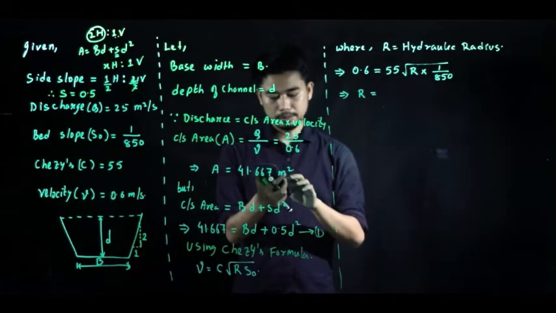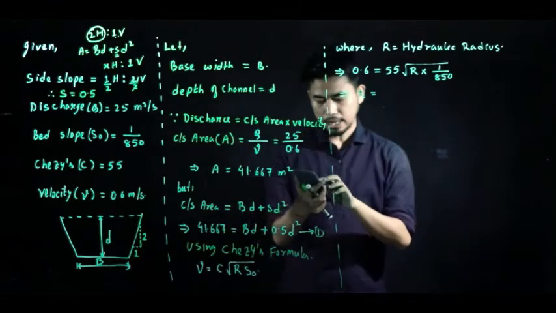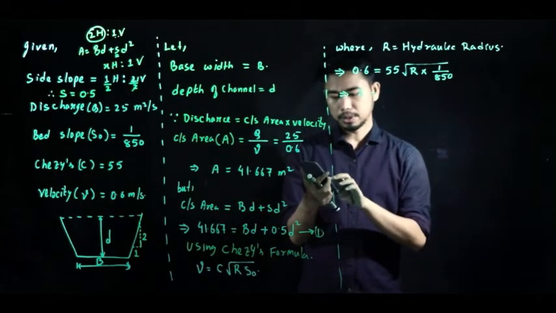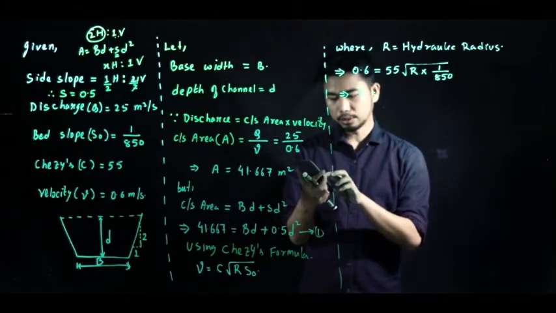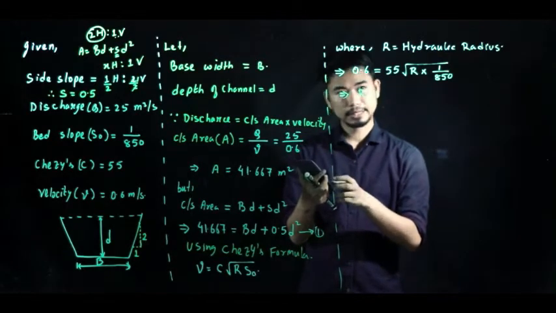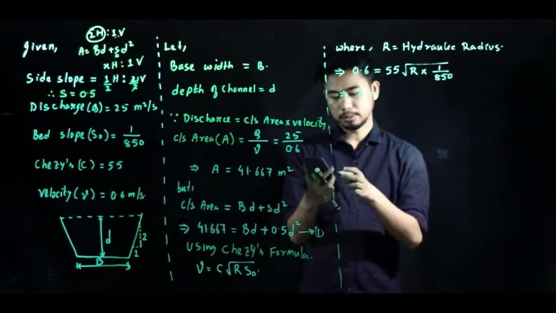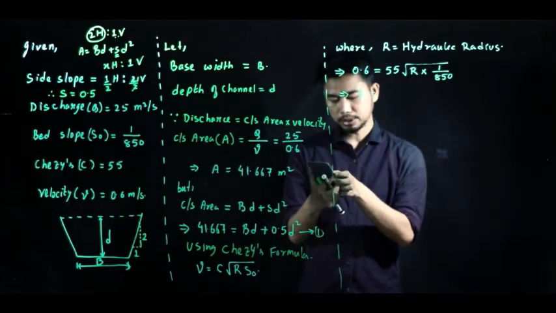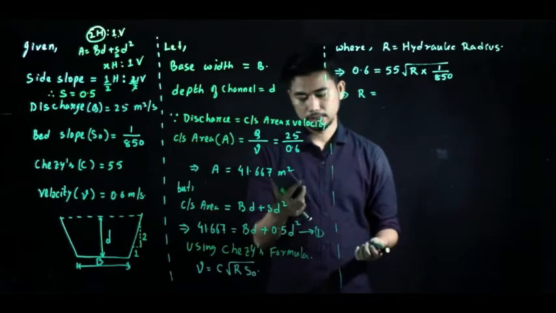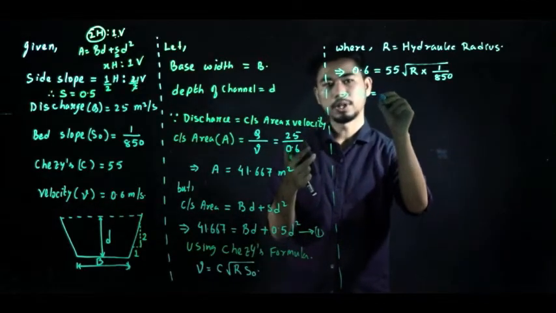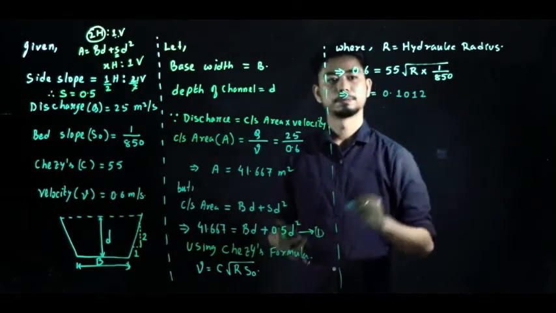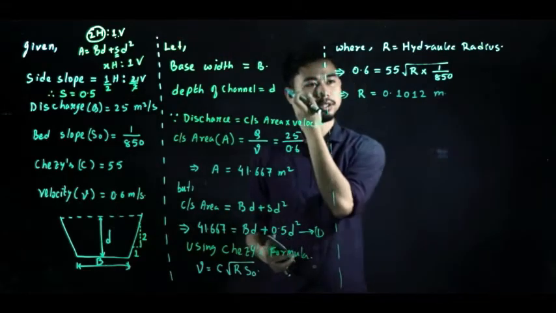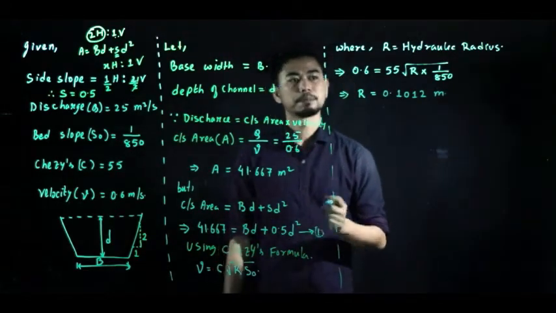So 0.6 equal to, I'm just using the direct solve function. So you have 0.6 equal to 55 under root R. In place of R, we will be writing X, then divided by 1 into 850. So you press your shift and solve, then you press equal. So you will get the R value. It is 0.10115, or you can say 0.1012. So R is equal to 0.1012 meter. Okay. So till now we have got the R value.